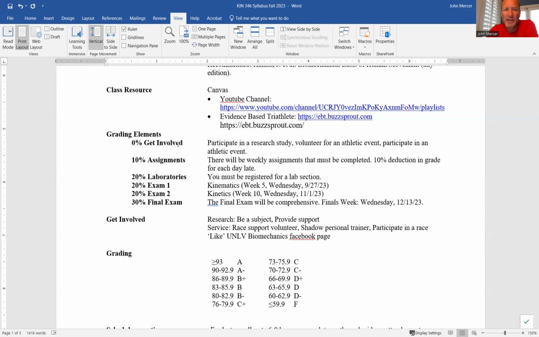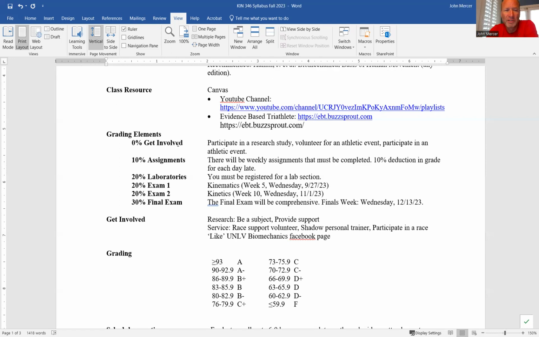20% laboratories, you need to be registered for a lab section. And the whole idea of the laboratory experience is to help you understand lecture material at a deeper level. So that's your chance to get some hands-on experience with working with different tools or doing different types of analyses or thinking about things a little bit differently.